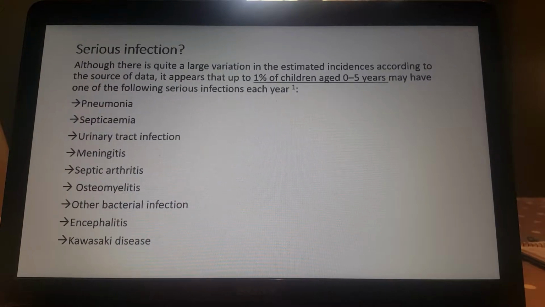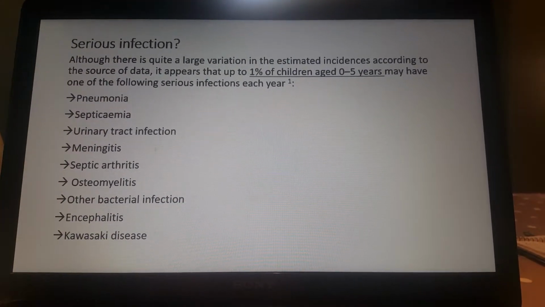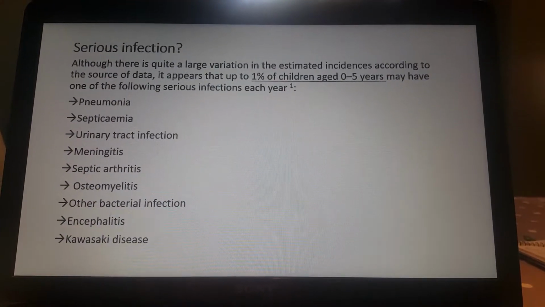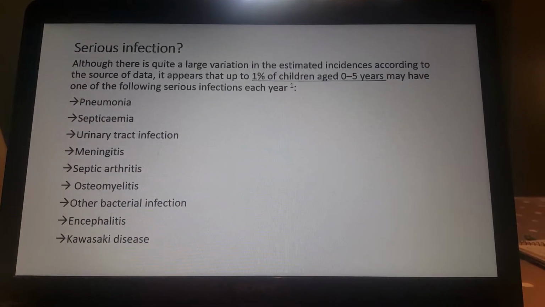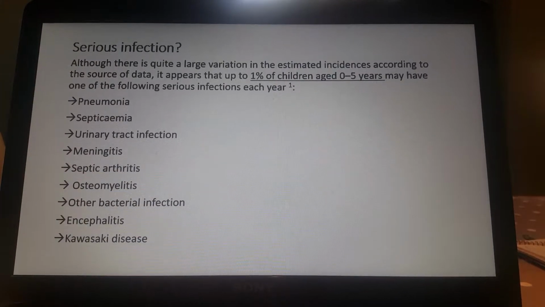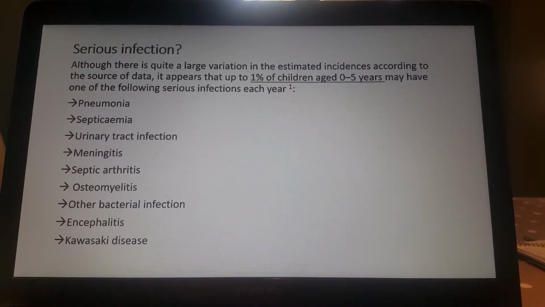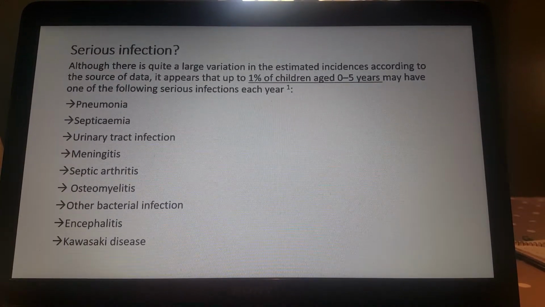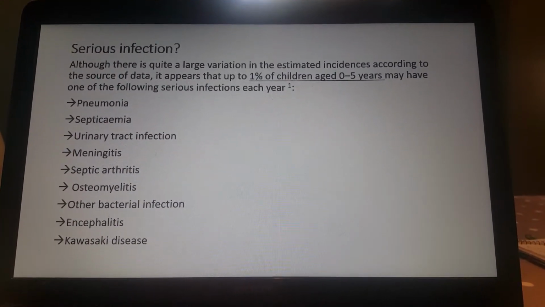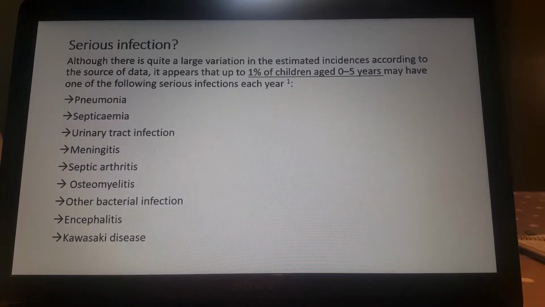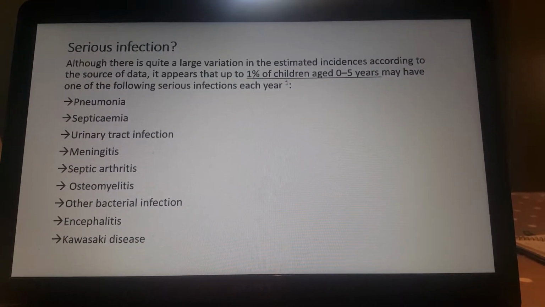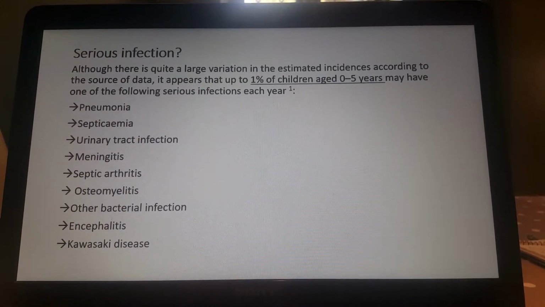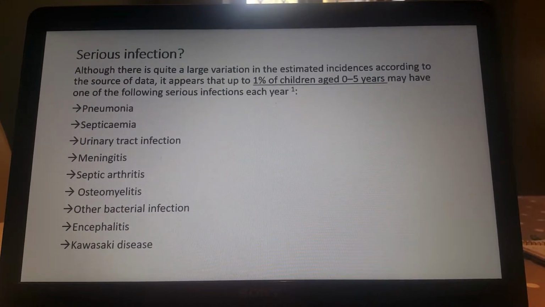There are a number of serious infections that we obviously should be worried about in children with fever. So pneumonia, septicemia, UTIs, meningitis, septic arthritis, osteomyelitis, other bacterial infections, encephalitis and Kawasaki's disease. We estimate that about 1% of children aged 0 to 5 may have one of those serious infections each year. However, we know that there's quite a large variation in the estimated incidences depending on the source of data that you use.